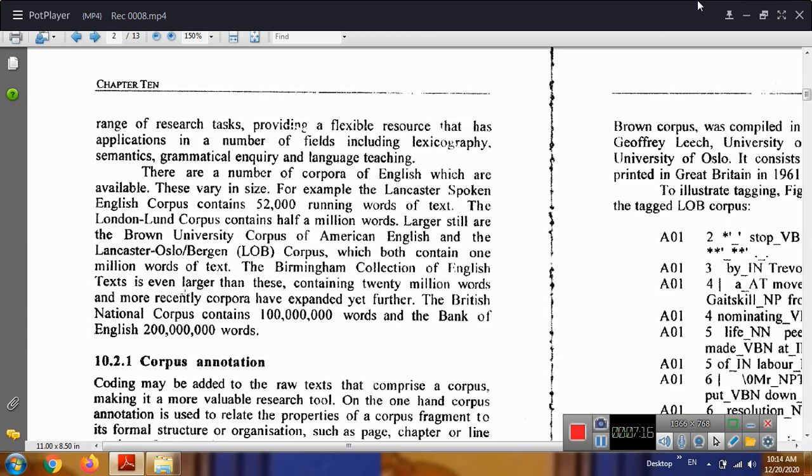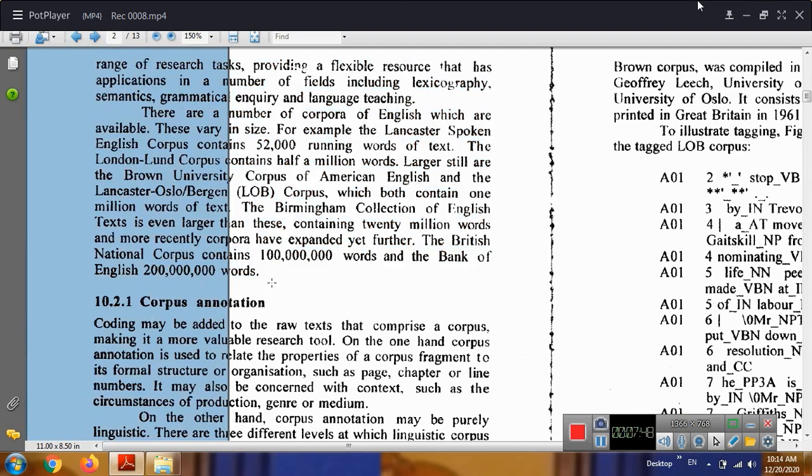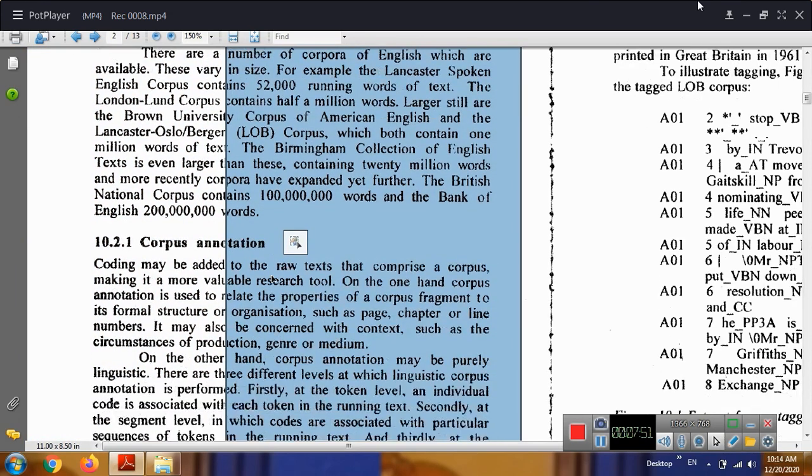The Birmingham collection of English text is even larger than this, containing 20 million words, and more recently corpora have expanded yet further. And you can see here the size of the British National Corpus and the Bank of English corpus. You should know their size because they are important. The vast size of a corpus is one of its main features.